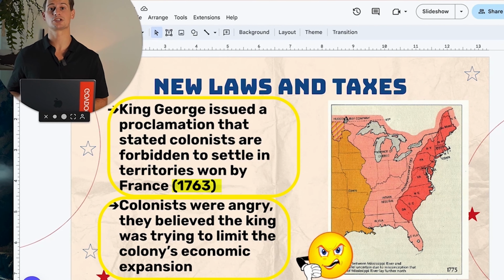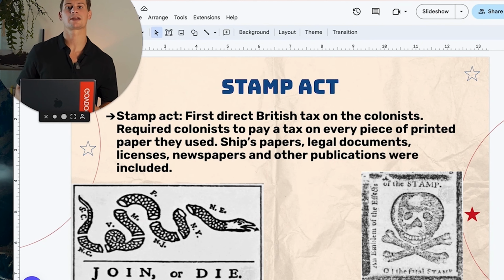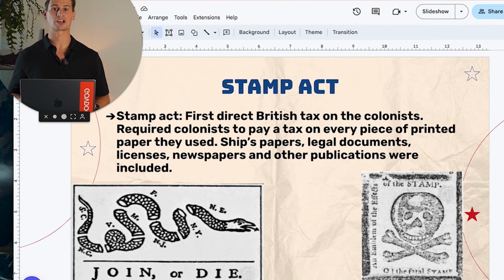So on King George's front, he's saying, don't go over there because I don't have enough money to start a new war, right? On the colonist front, they're saying, well, that's technically our territory. Why are you trying to limit our economic freedom? We want to go over there. We want to develop a life that is better than the one that we currently have. So the British Crown gets even more brazen and more oppressive towards the colonists.